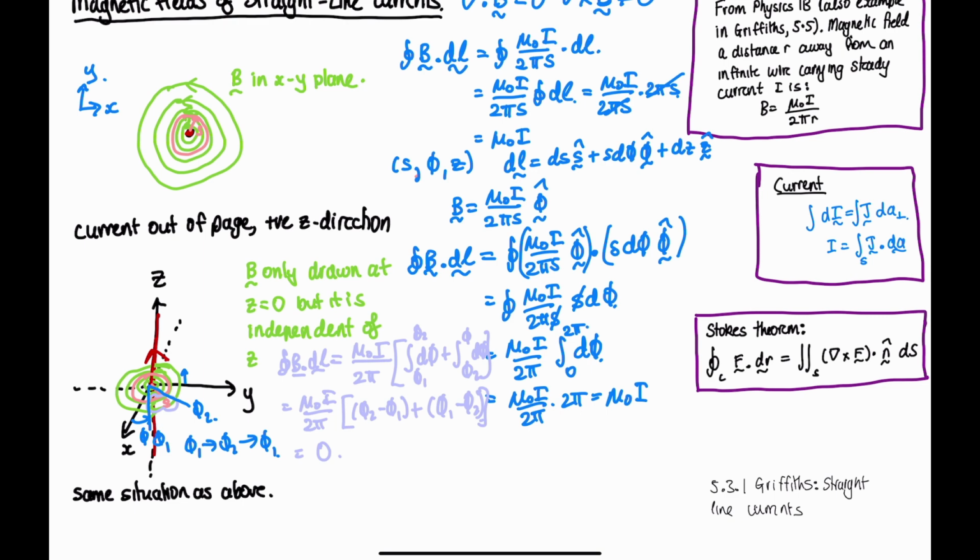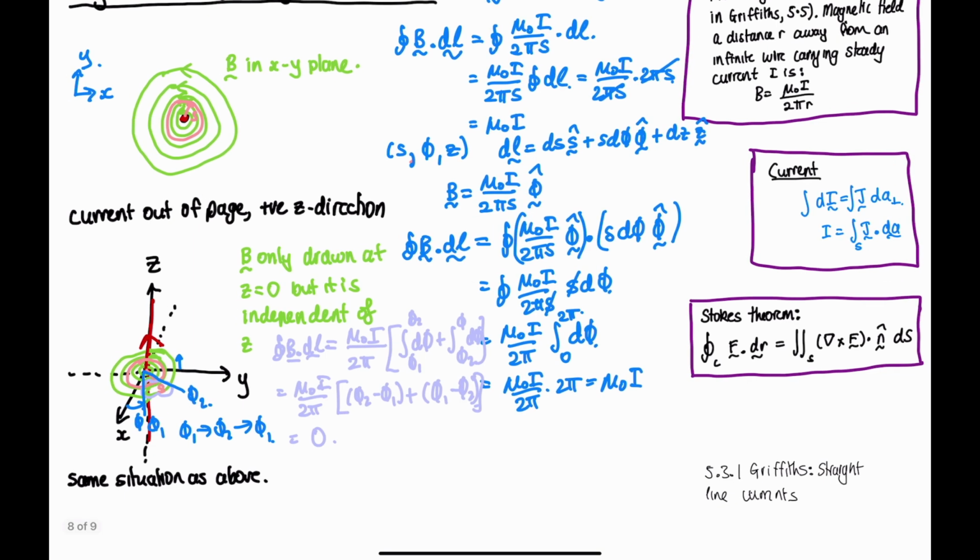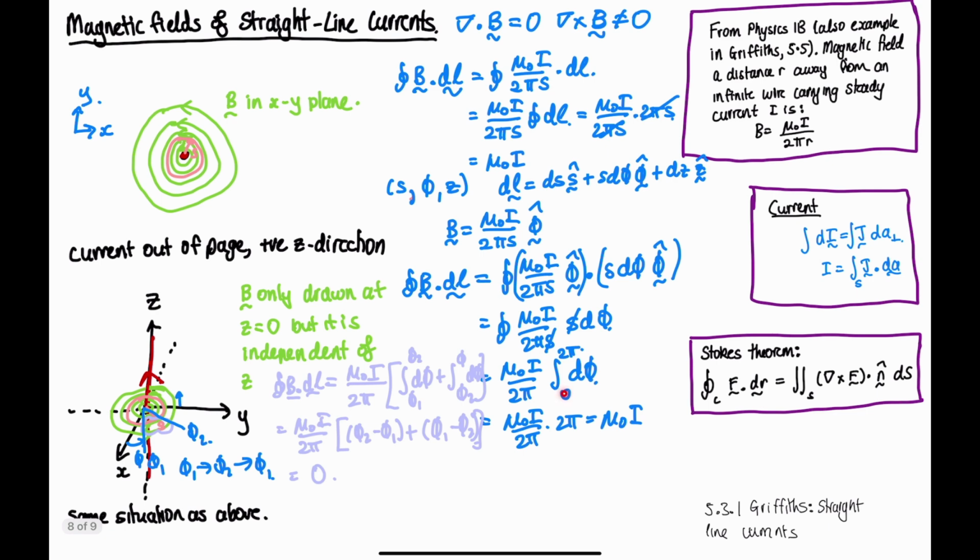And if we considered going around this loop twice, so going from phi equals 0 to 2 pi, and then going again from 2 pi to 4 pi, then you can see that our limits on the integral here are going to be from 0 to 4 pi, and we'll end up with double this.